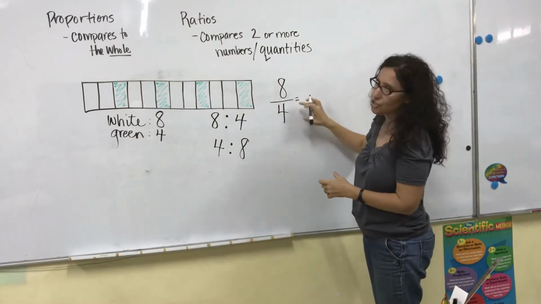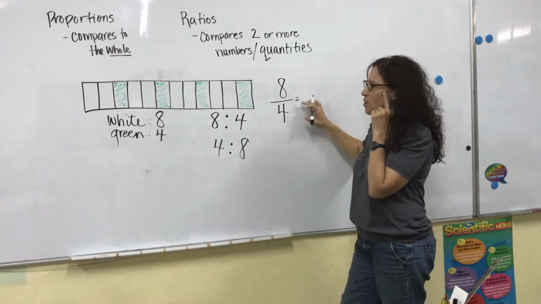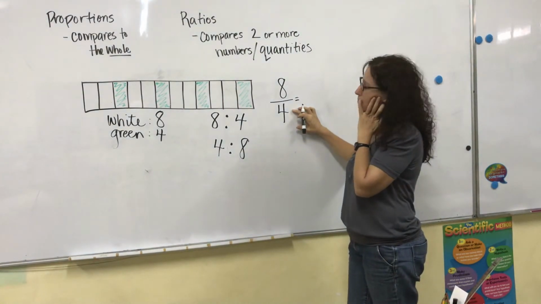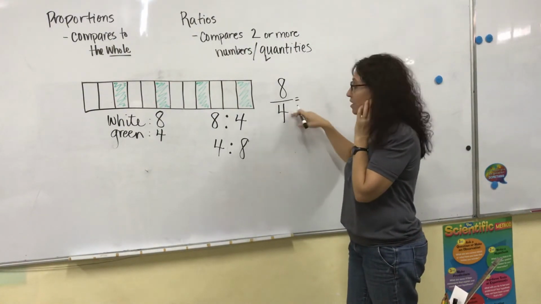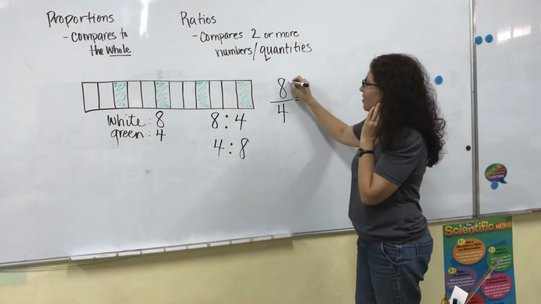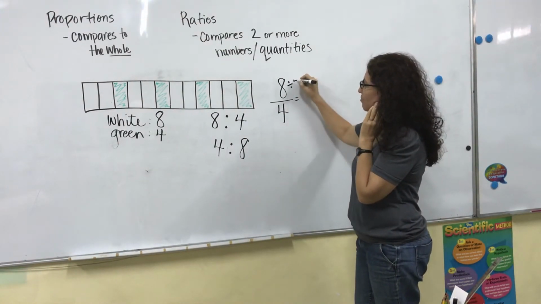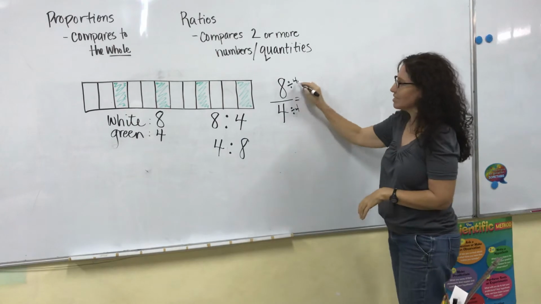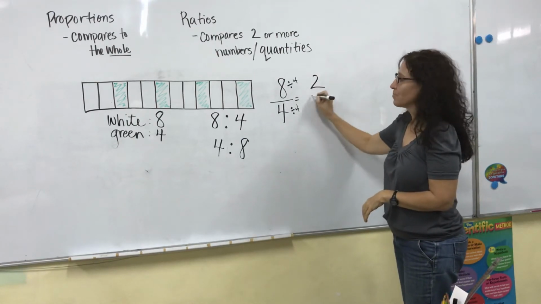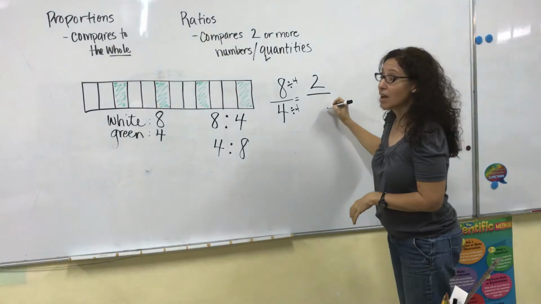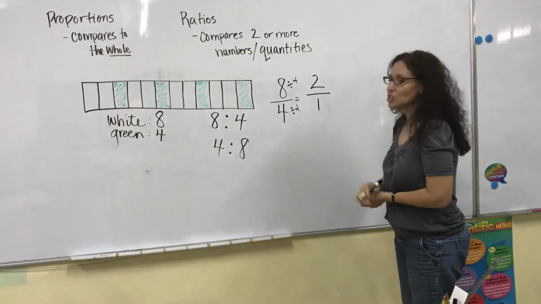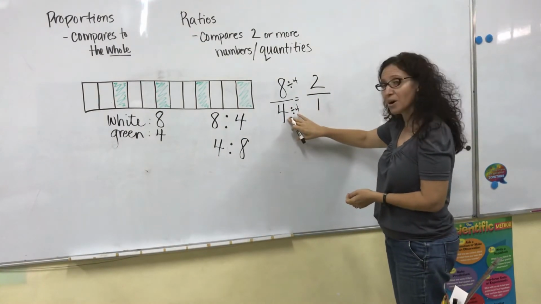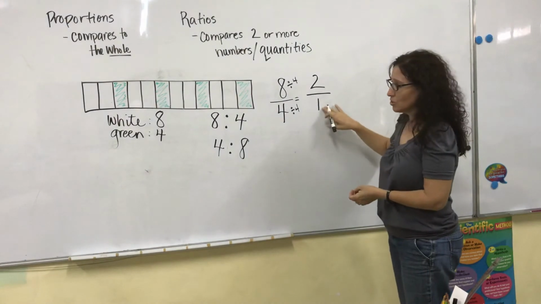So I'm going to look at the relationship first. I have to think, when I look at an 8, and when I look at a 4, what do I see in common? What do I know? 4 goes into 8. 4 goes into 4. If I were to divide this 8 by 4, and divide this 4 by 4, I would get 8 divided by 4 is 2, and 4 divided by 4 is 1. So an equivalent ratio of 8 to 4 is 2 to 1.